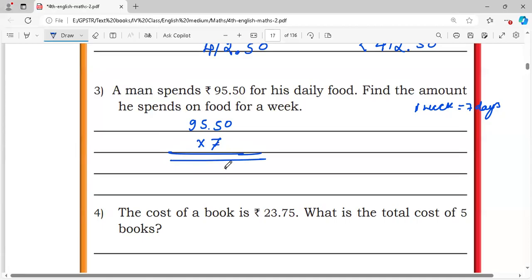7 into 0, 0. 7 into 5, 35, 5 carry 3. 7 into 5, 35. 35 plus 3, 38. Carry 3. 7 into 9, 63. 63 plus 3, 66. 668 rupees 50 paise. 668 rupees 50 paise.